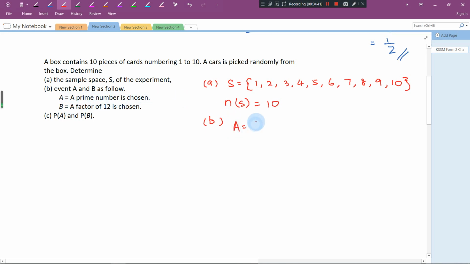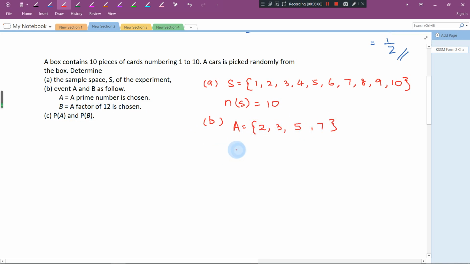Now we have event A: a prime number is chosen. From the sample space, we have 2, 3, 5, 7. That's all. These are all prime numbers.